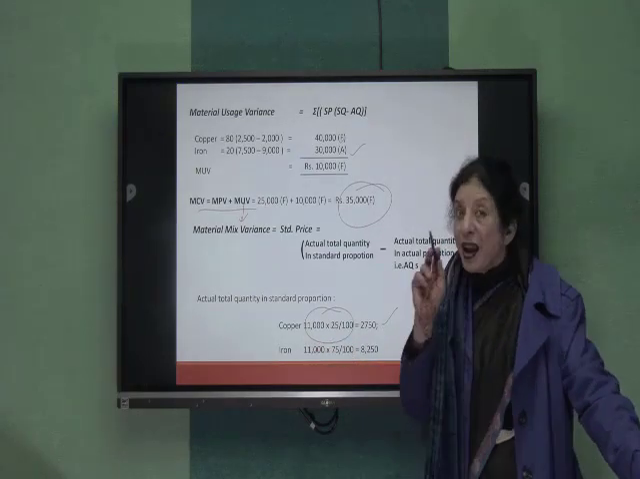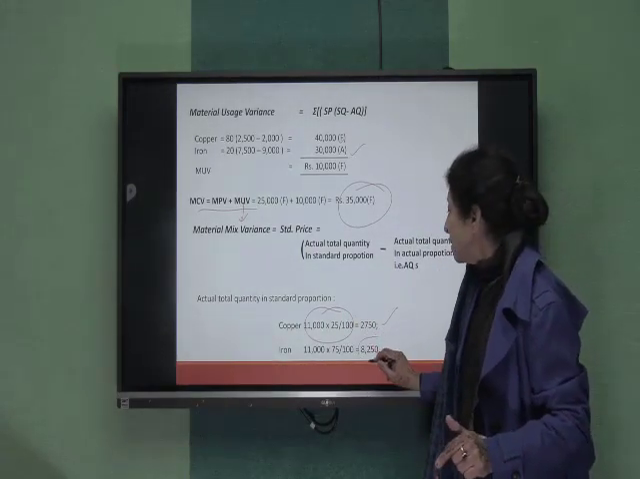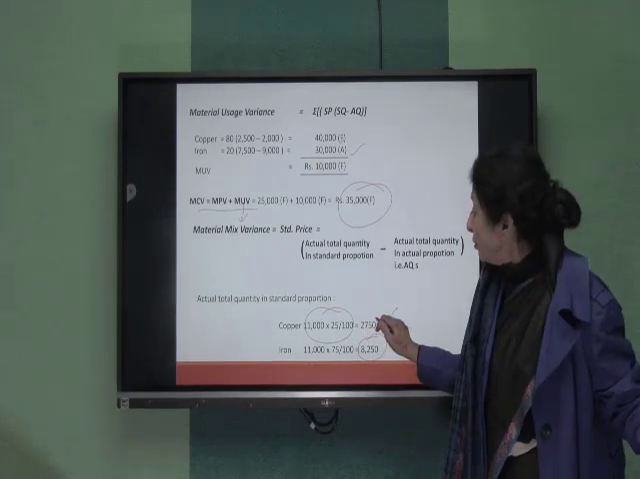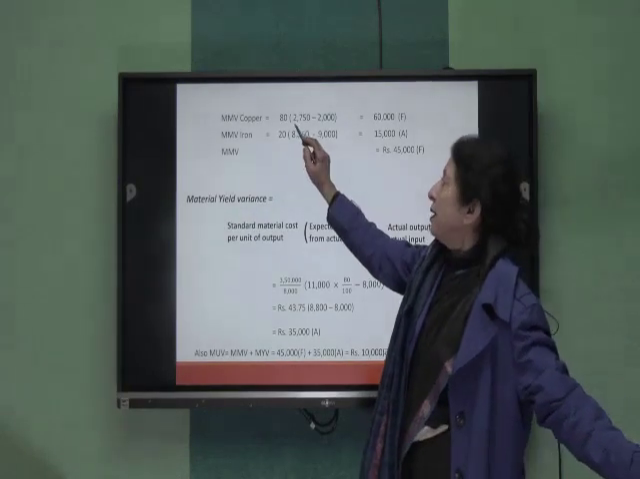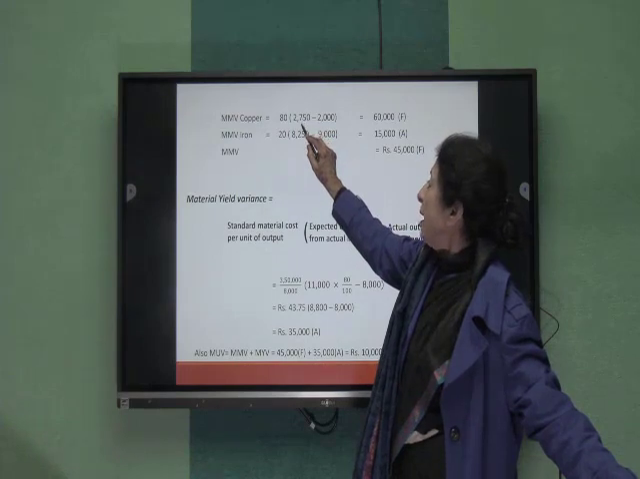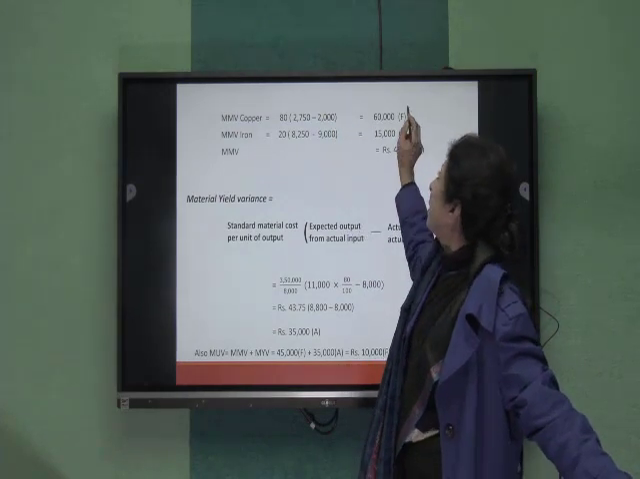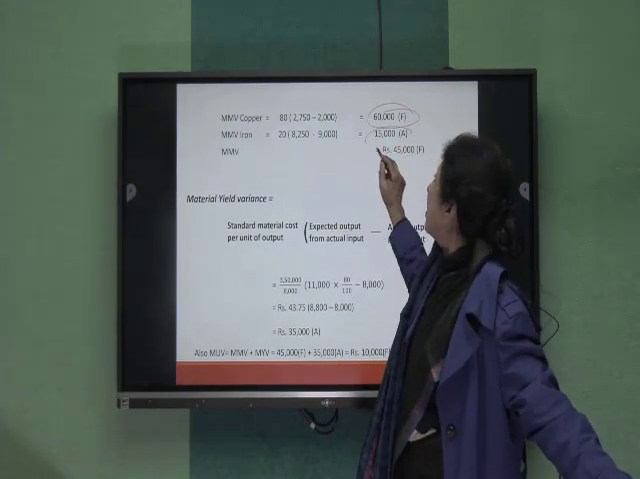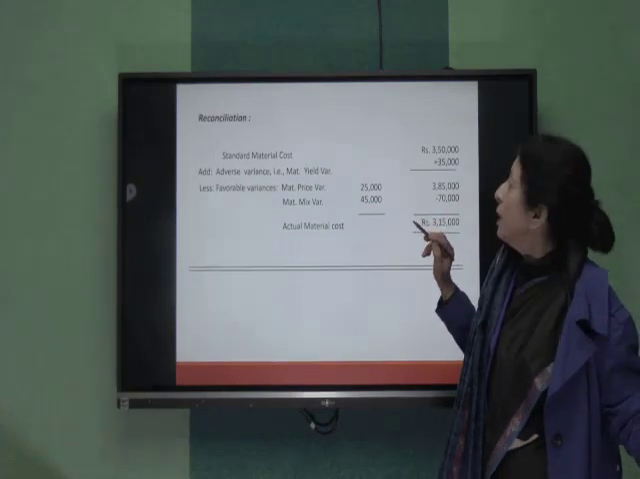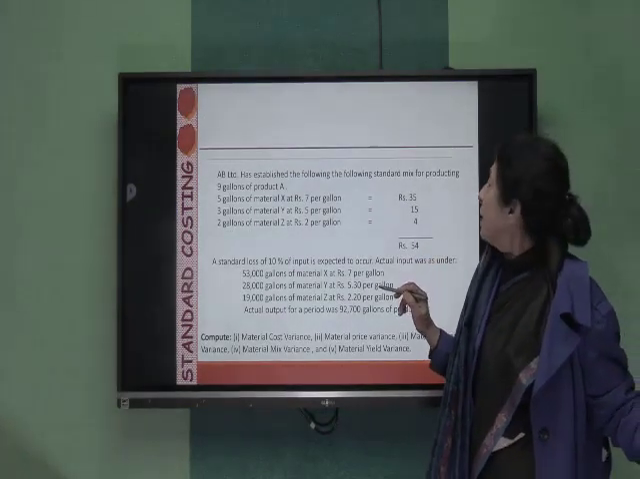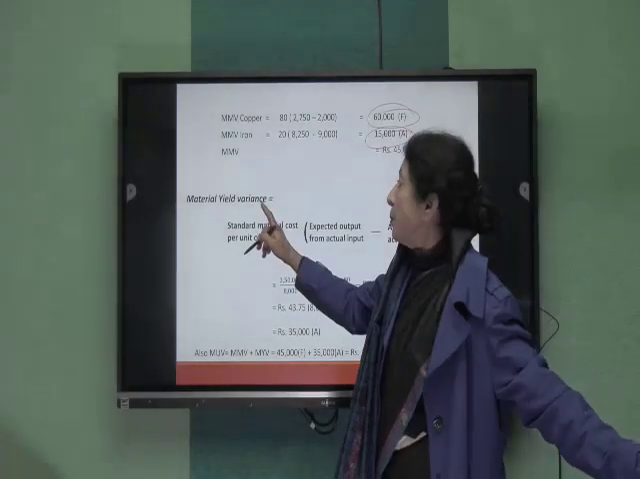For the iron also, the total actual is 11,000. I am taking 75% of that, and that comes out to be this much. Now I'll be using these two quantities for the purpose of calculating the mix variance. Just see, the standard price into the standard quantity minus the actual quantity, that we will take into account. Then it comes out to be this much. Here also, in the same way, I have used this much, and therefore the total material mix variance comes out to be this one. Okay, this is 45,000.